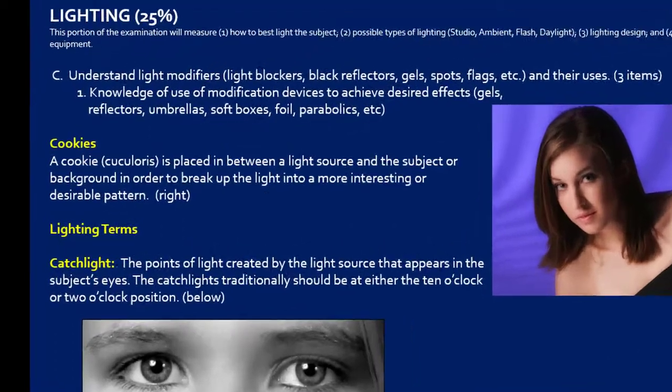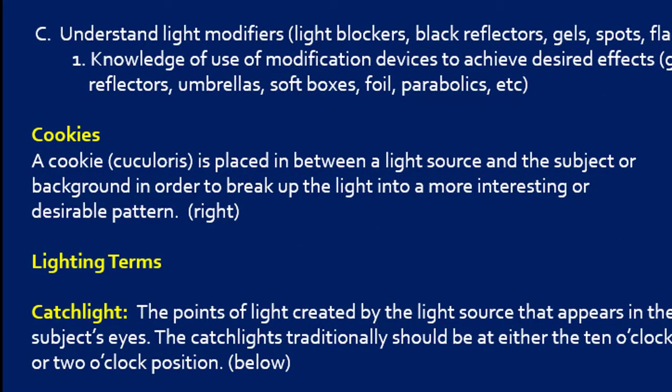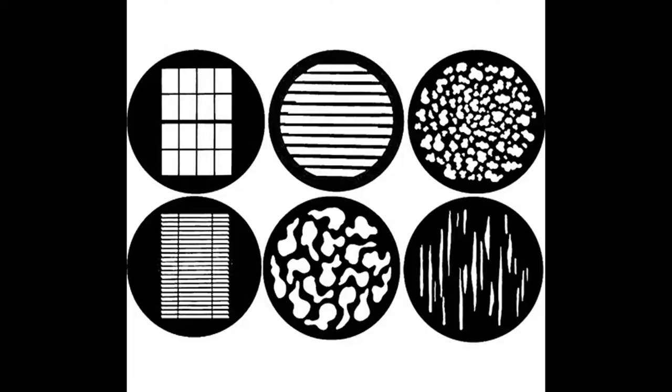That's a subtractive lighting technique. But you can use the black reflector to block light, or actually to reflect black back into the shadows. So very versatile. Now we talk about cookies or cucoloris, which is a disc that's placed in between the light source and the subject in order to project very specific and distinct patterns onto a background or into the scene. So it can be custom made.